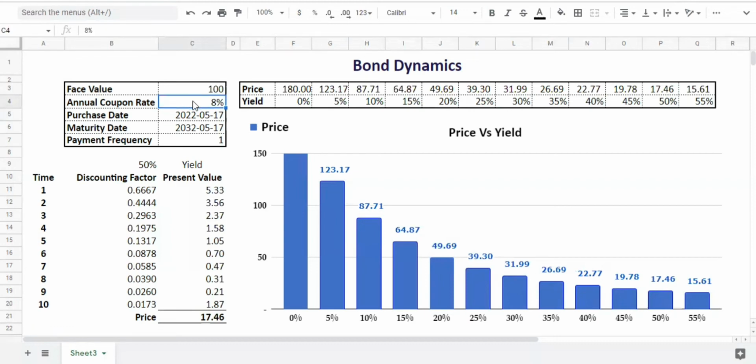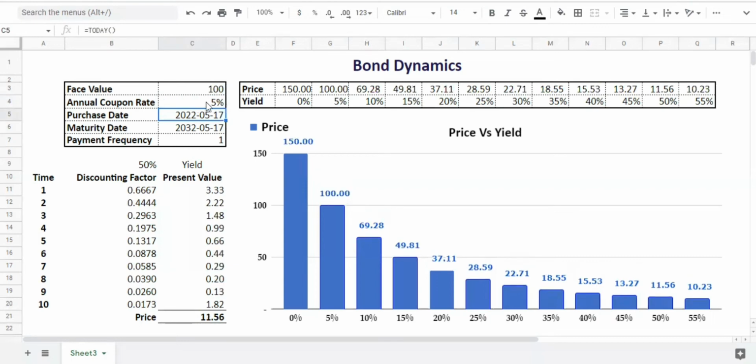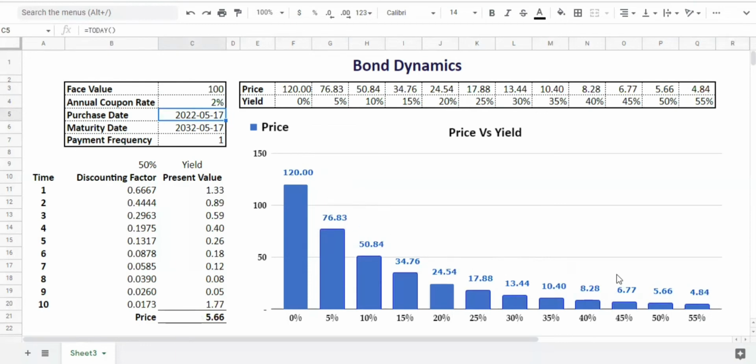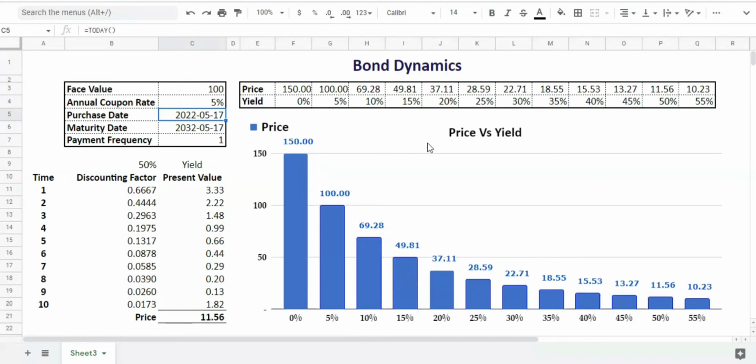If we come back to the original scenario where it's 5%, now it's here. And if we reduce this coupon rate to somewhere around 2%, I'm changing the value here. Let's see what is happening. If I change it to 2, the curve gets shifted downwards, so again we can verify that there is a direct relationship between the coupon rate and the bond price. So that is the basic idea.